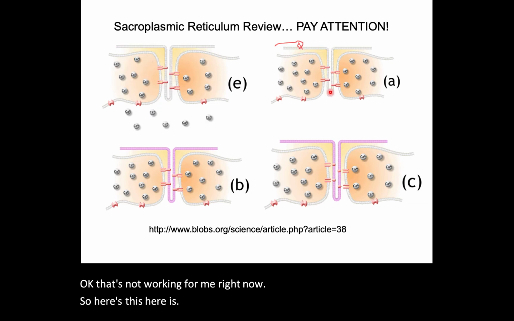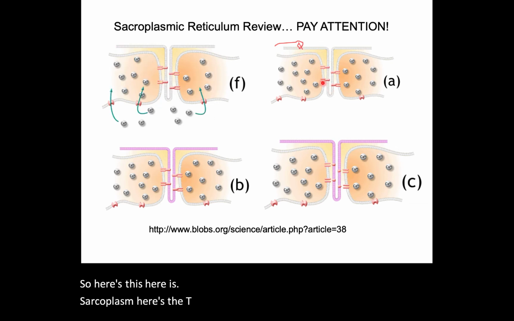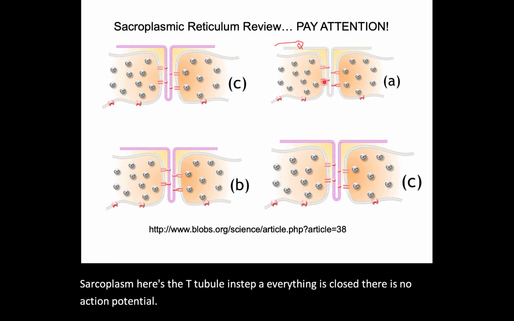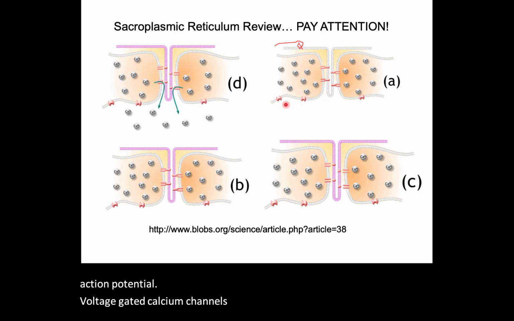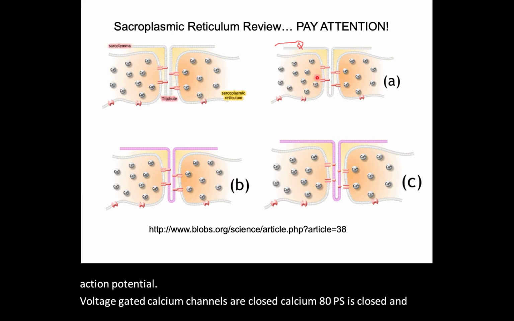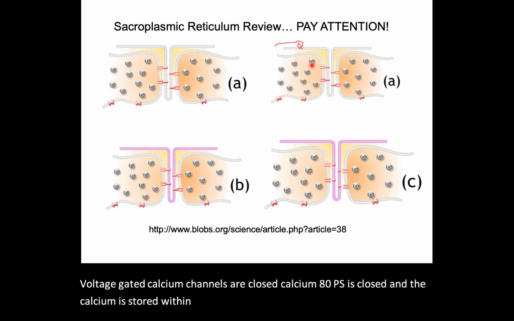So here is the sarcoplasm. Here's the T-tubule. In step A, everything is closed. There is no action potential. Voltage-gated calcium channels are closed. Calcium ATPase is closed, and the calcium is stored within the terminal cisterns of the sarcoplasmic reticulum.